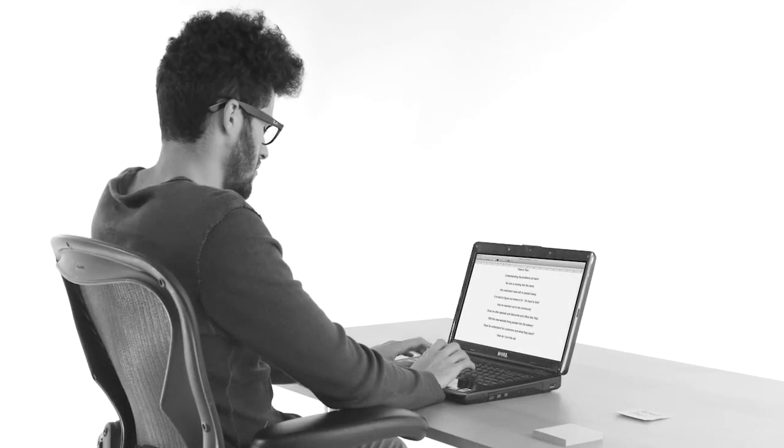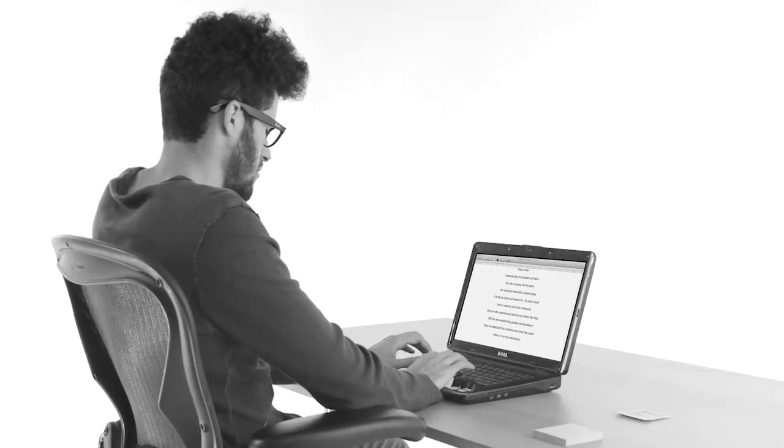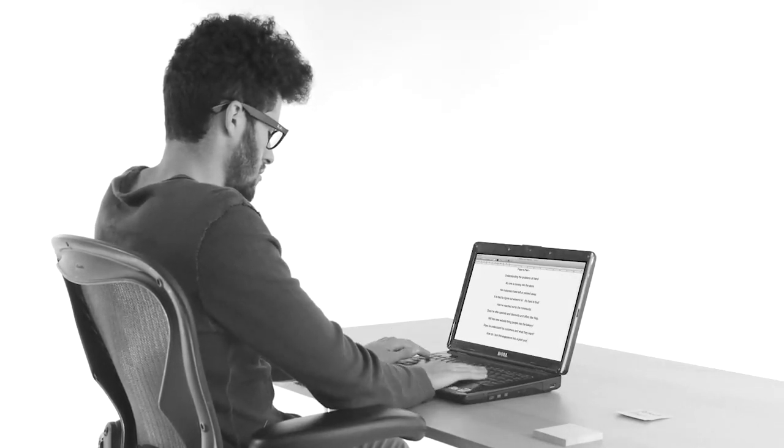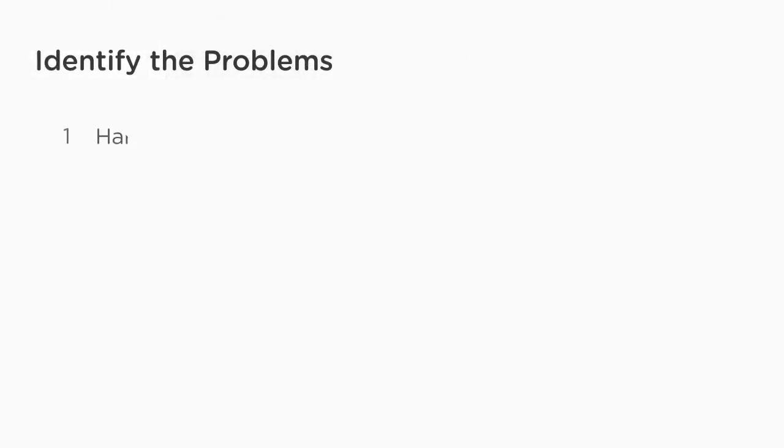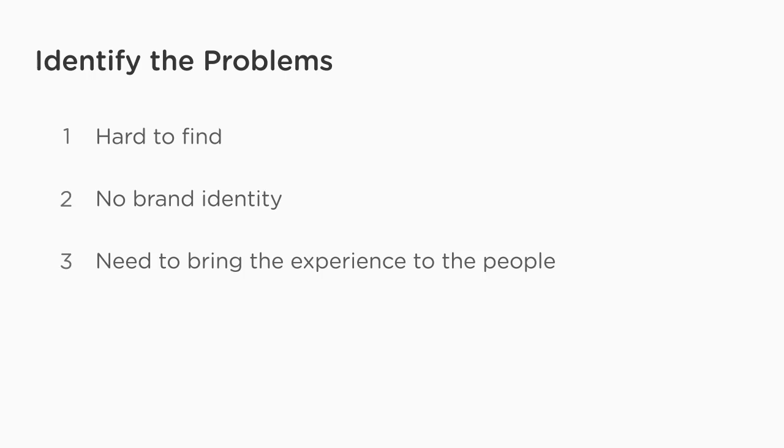After the meeting, Jack begins to get a clear understanding of the problems and realizes what he has to do to fix them. First, the bakery is really hard to find. Second, there's no brand identity. And third, he needs to bring the experience of the bakery to the people.